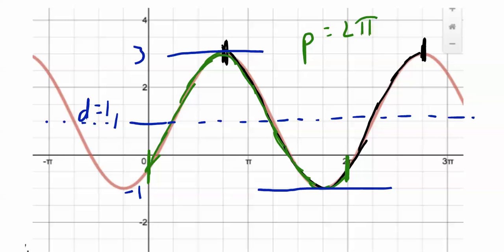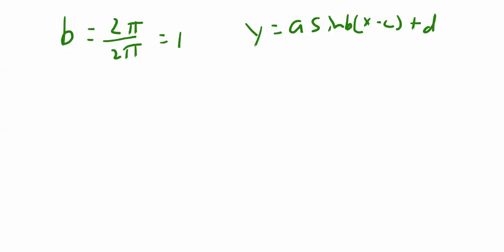And then my amplitude, remember we said, is the distance from the midline up to a max. So if I'm at 1 and I go up to 3, that means I went up 2. So A is 2. All right. So I got A to be 2 and D to be 1. All right, so I know B, A, and D. I'm left now to find C. All right, so we're almost done with our equation.